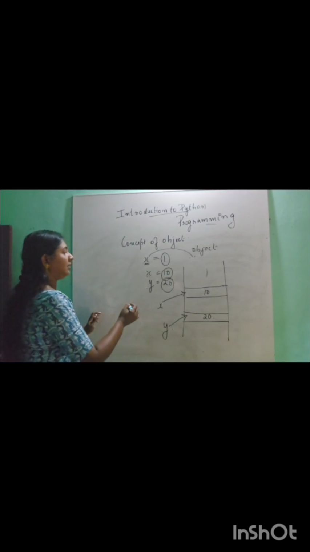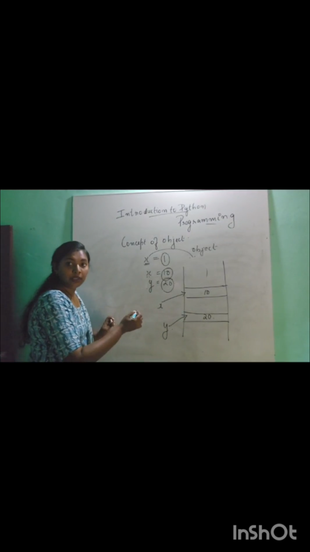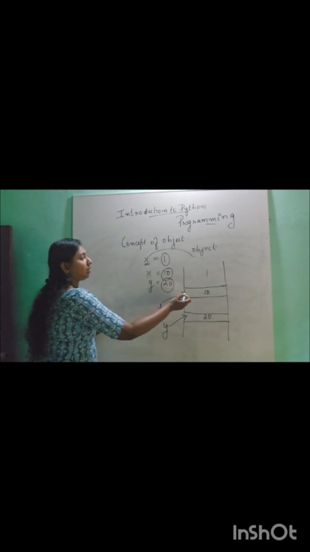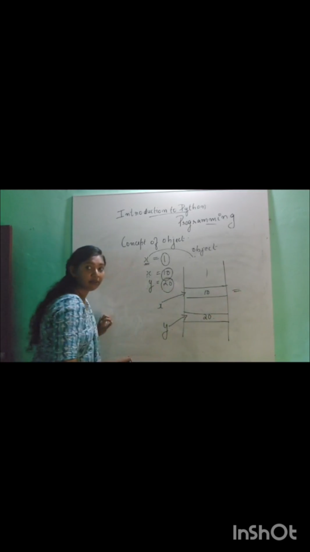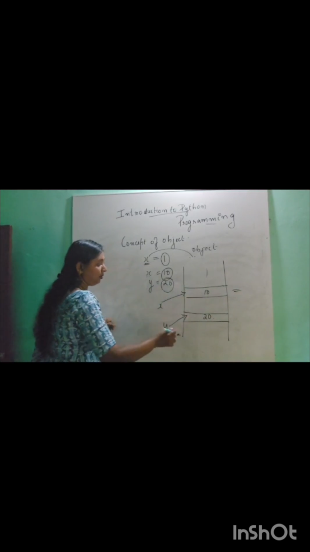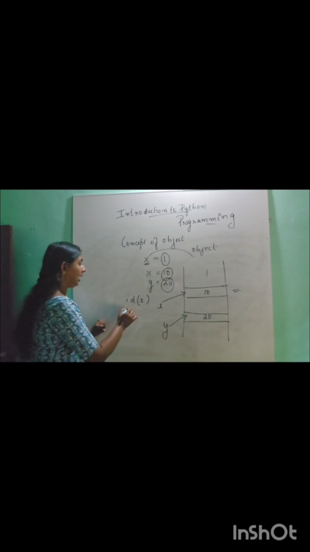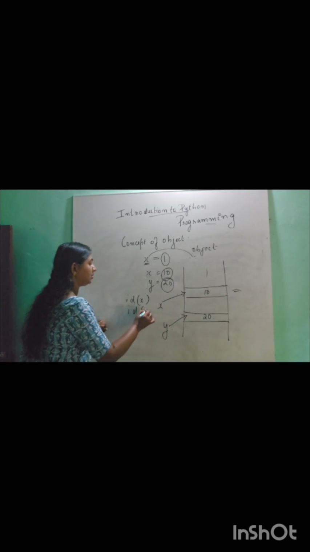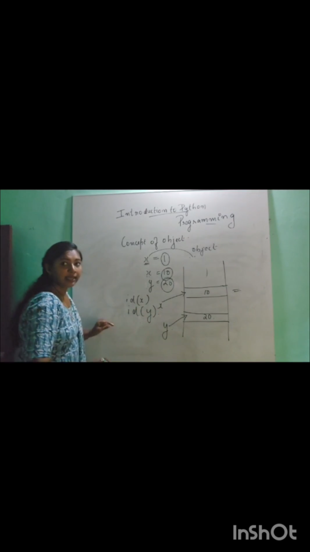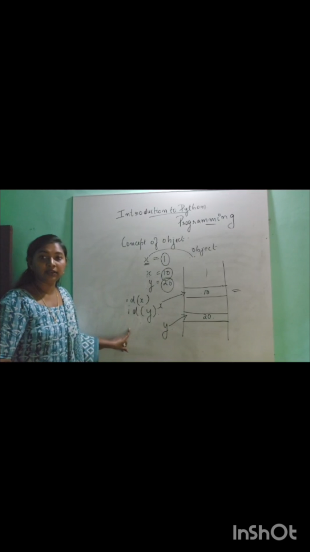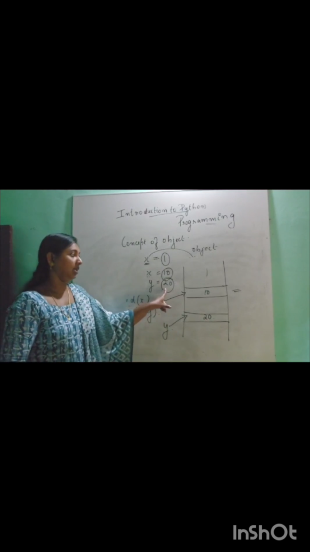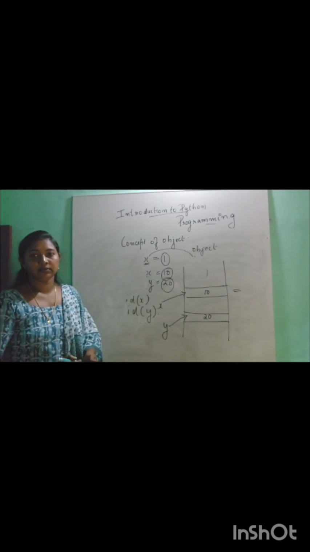If you want to know the memory location, or the address of the location where the value 10 is stored, we can just execute the statement id(x). Similarly, if you execute the statement id(y), it returns the address of the memory location where the variable y is stored.